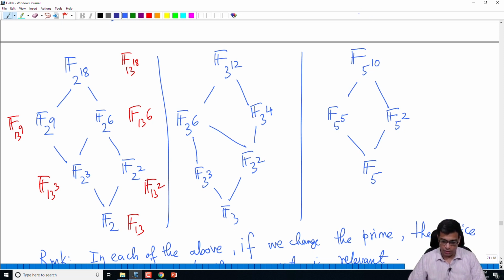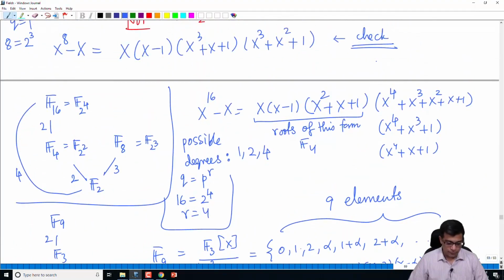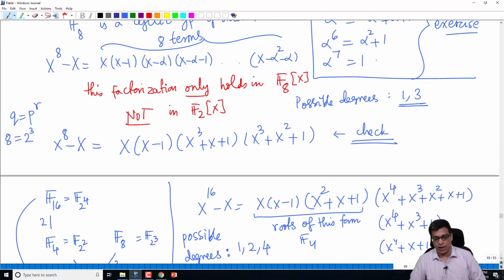Okay, so these are some of the examples I wanted to do to illustrate the structure theorem, especially the last two parts, which were important in understanding the lattice of subfields or the irreducible factorization of the polynomial x power q minus x. So I am going to stop the video here, and this completes the course.